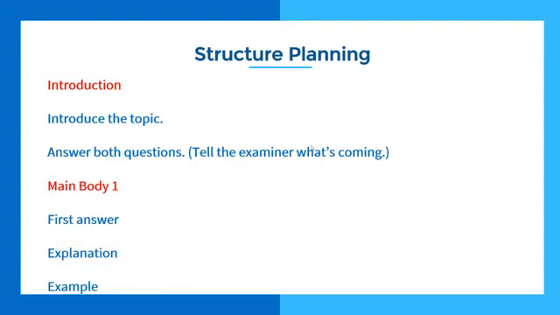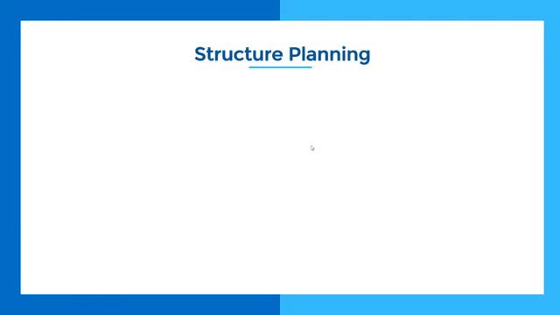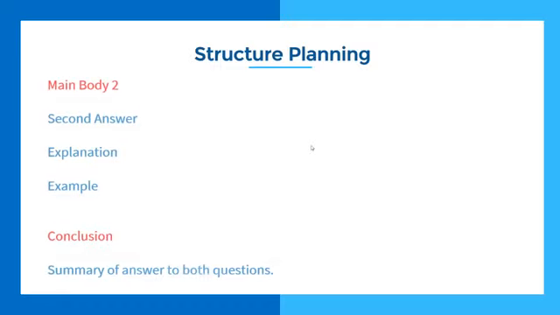Main body one, so you've got two questions. So your first answer, your explanation, and your example. Doesn't need to be any more complicated than that. We'll look at how she made it more complicated, but it doesn't need to be. Main body two, the second answer, explanation, and example, and then a conclusion is just a summary of the answer to both questions.